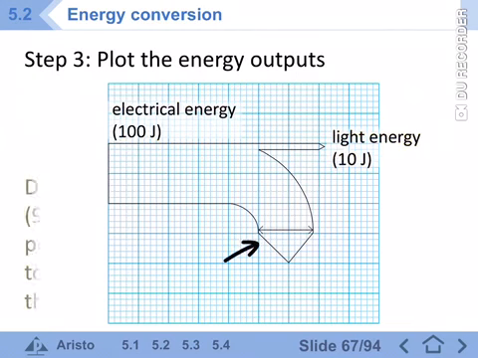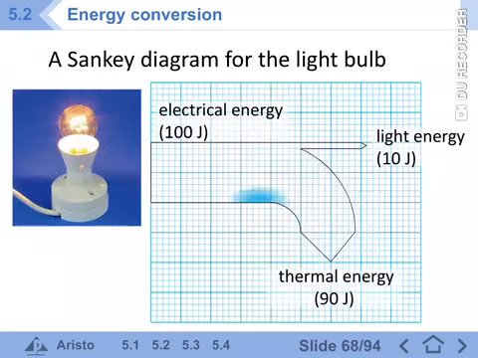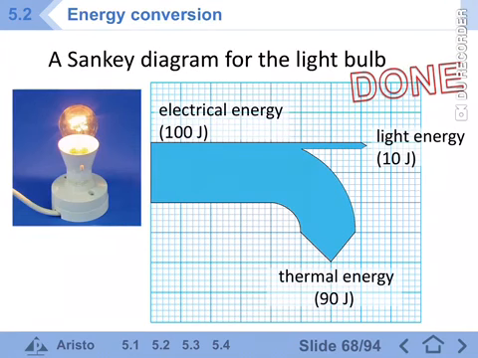But what happened to the rest? It would turn into 9 squares, because the 90 joules would be turned into thermal energy. Okay, so here's the output, 10 joules as the light, and then the other 90 joules would be the thermal. Okay, so in here, that is the drawing of what the Sankey diagram looks like.